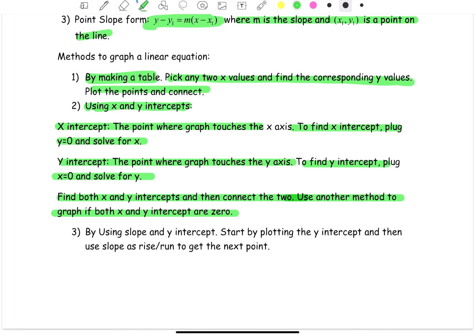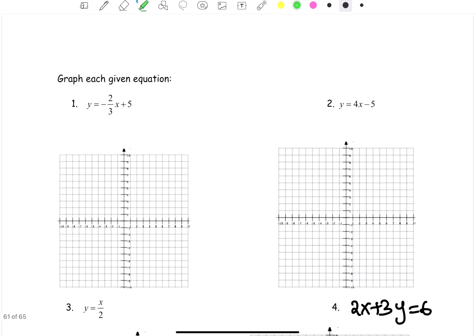Next, we could also graph a linear equation in two variables using slope and y-intercept. We'll start by plotting the y-intercept and then look at rise over run from there. If it's positive, we'll rise up and go to the right. If it's negative, we'll go down and go to the right. We can also go to the left. Let's see examples of graphing linear equations in two variables.